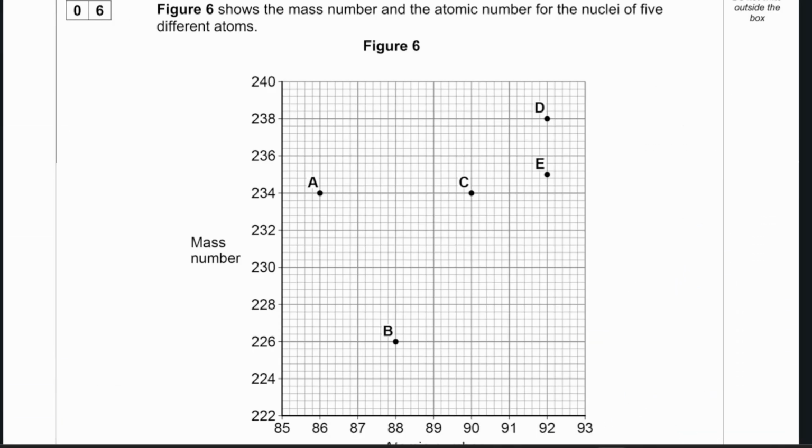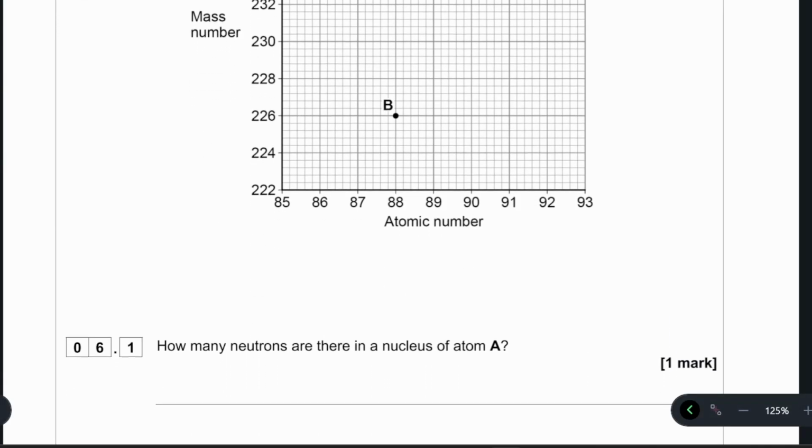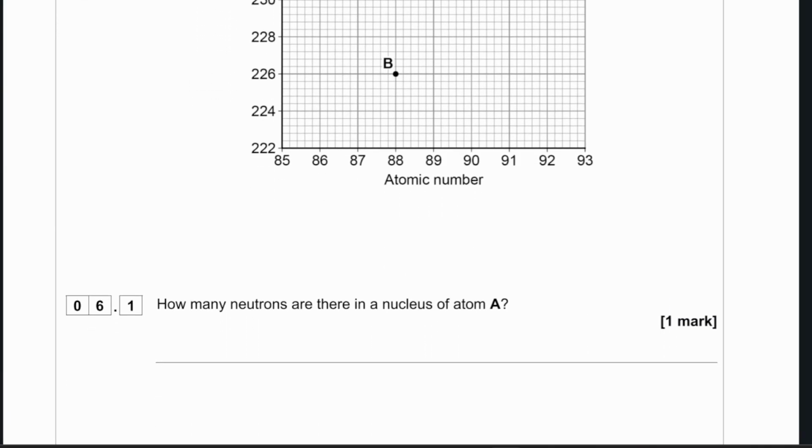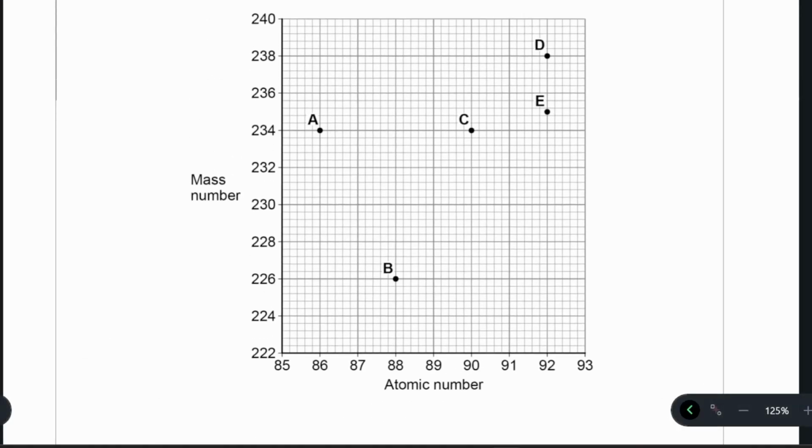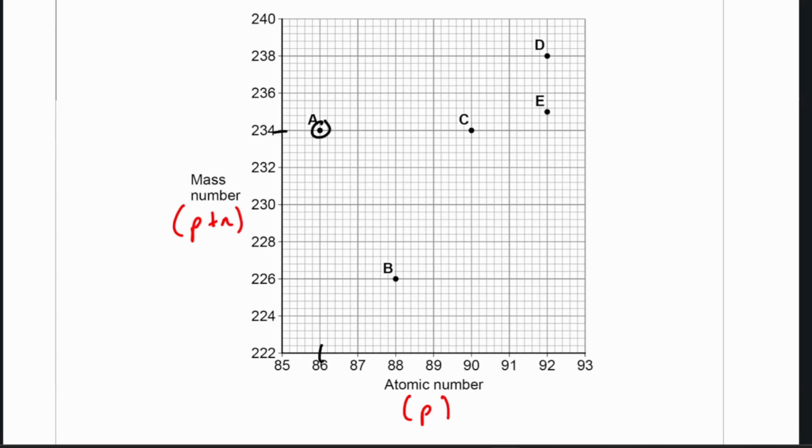Okay, so question 6 then. We've got figure 6 showing the mass number and the atomic number for the nuclei of 5 different atoms, and we're asked how many neutrons are there in a nucleus of atom A. So atom A, we can see, has a mass number of 234 and an atomic number of 86. Now, another word for the atomic number is the proton number. So this tells us the number of protons. And the mass number tells us the number of nucleons, which is the number of protons plus neutrons, because each proton has a relative mass of 1, and each neutron also has a relative mass of 1. So the mass number is just both of those added together.